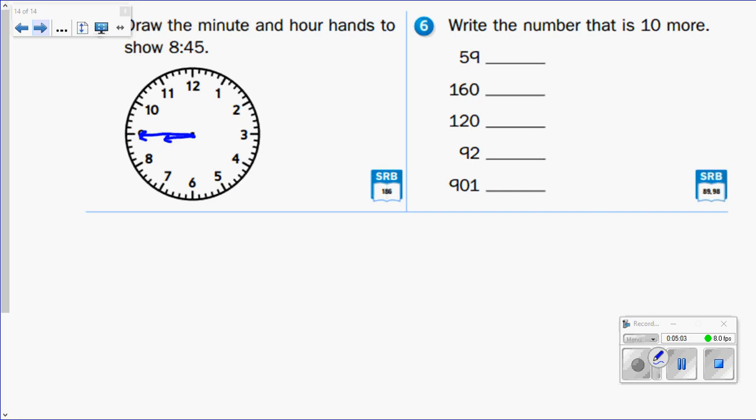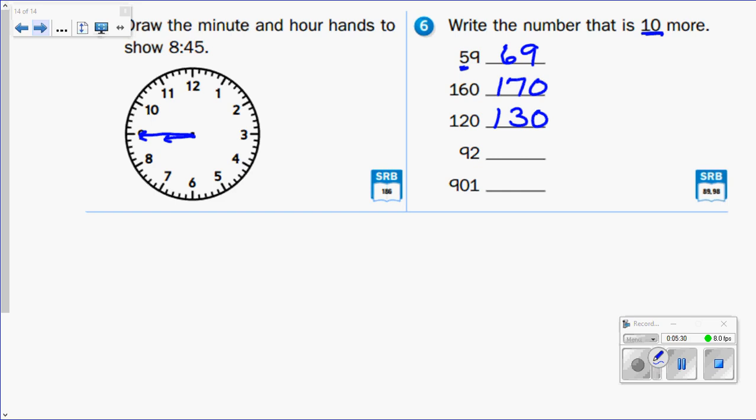Okay. Number 6, you're to write the number that is 10 more. So 59, 10 more than 59. Remember, boys and girls, when we do 10 more, we're just adding 1 on to the 10's place value. So this would be 69. 10 more of 160 would be 170. 10 more of 120 would be 130.